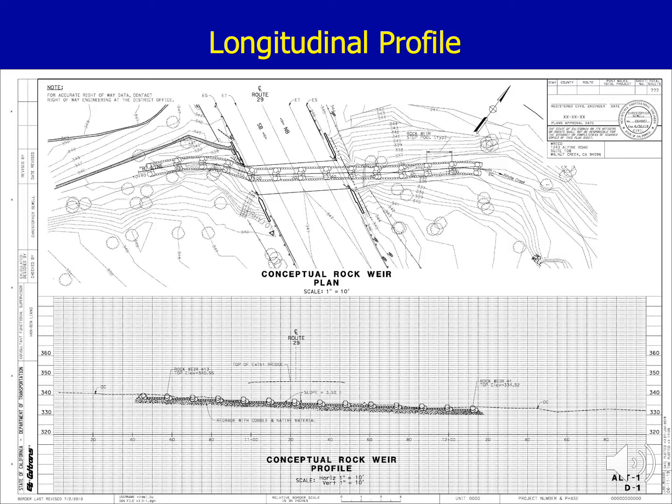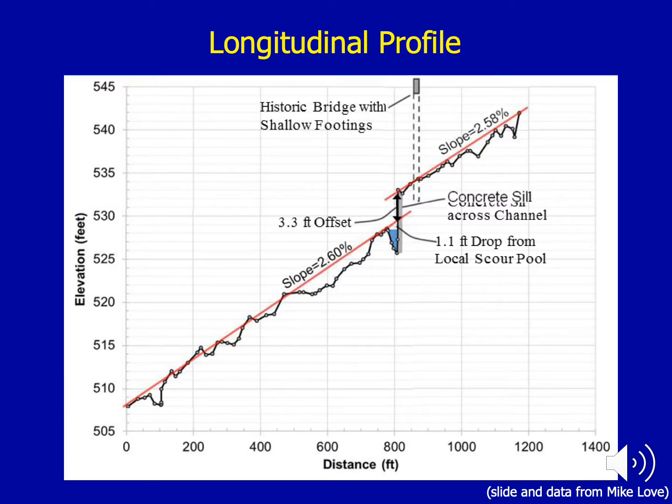It's really a plug for folks in the room to early on set aside the budget and planning to get an adequate long profile upstream and downstream of your project. It is really paramount for successfully designing a long-term solution. Here's an example from Mike Love of what I would consider an adequate long profile, maybe a little more so, but it has about 800 feet of survey downstream of the crossing.